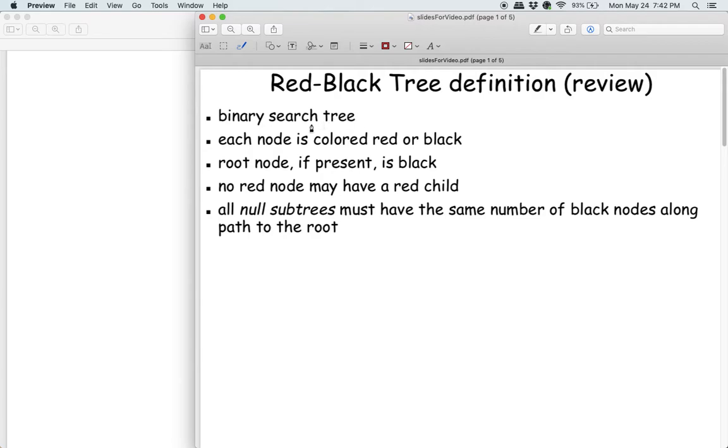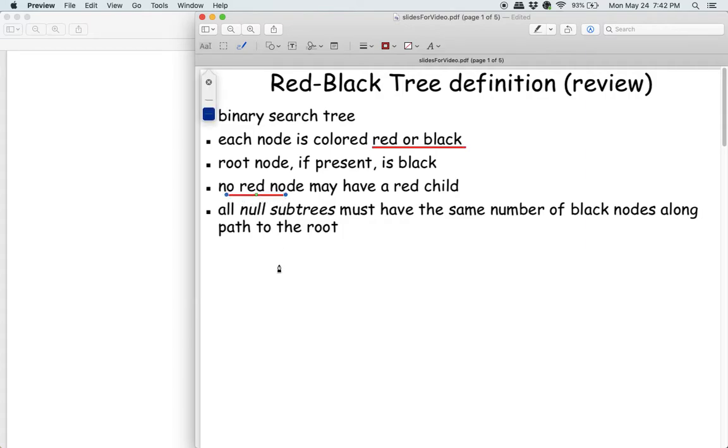In a red-black tree, in addition, every node is colored either red or black. If we have an empty tree, of course we have no nodes. But if we do have even one node, it'll have a root node, and that root node has got to be black. That's part of the red-black tree definition. We have two other rules, one involving reds, one involving blacks. No red node may have a red child. So we cannot have two red nodes connected to one another. That's this rule here.